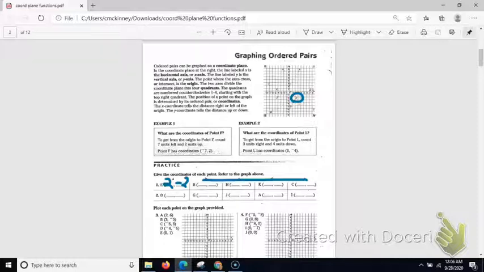Now, the ones that tend to be trickiest for people are the ones with zeros. So, for instance, let's take a look here at 0, 1. The first one, the x is 0. So from the origin, I'm going to go 0 left and right. I'm not going to go at all left and right. All I'm going to do is go up 1. And then that's going to be right on the line.